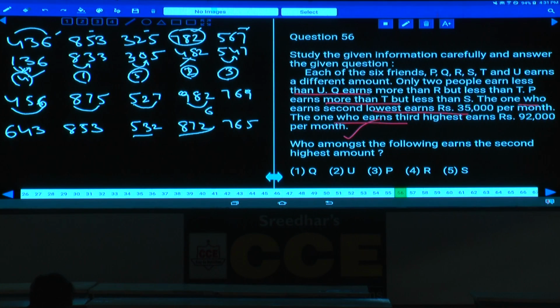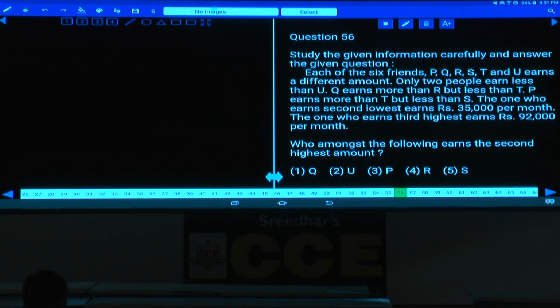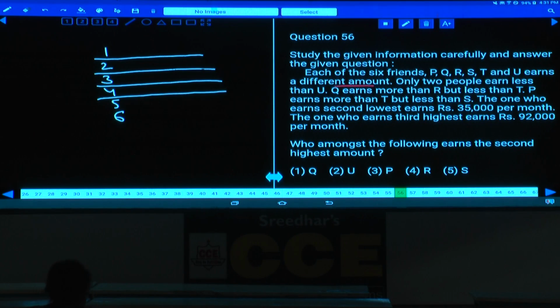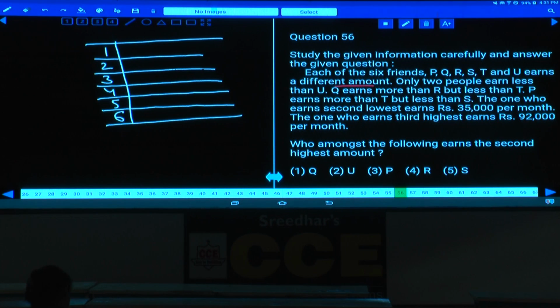Now two questions based on this comparison. Each of the 6 friends, P, Q, R, S, T and U, earns a different amount. In total there are 6 persons. Two people earn less than U, so U must be at the 4th place. Q earns more than R but less than T, and P earns more than T.